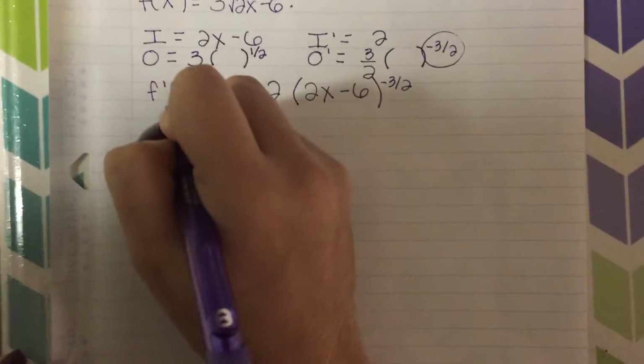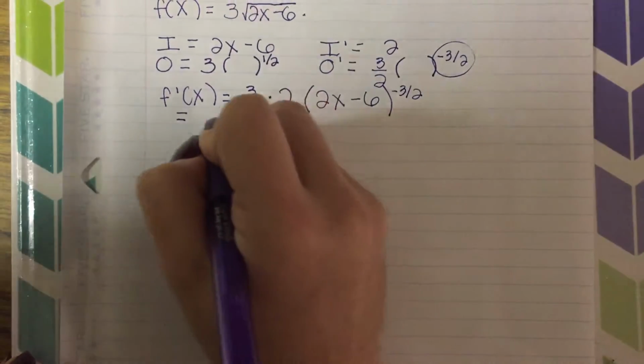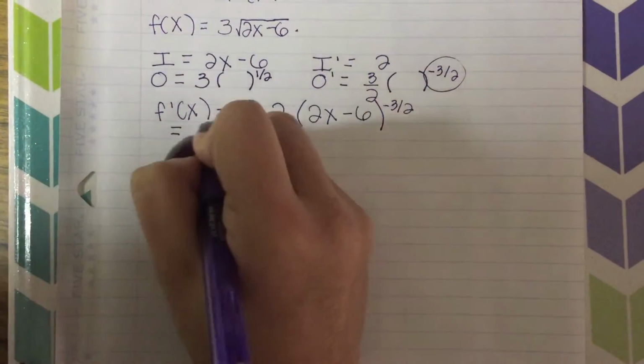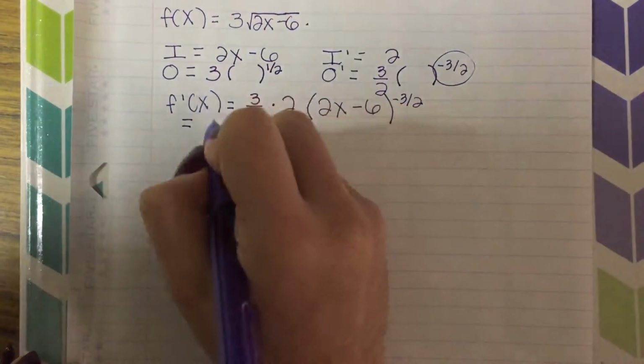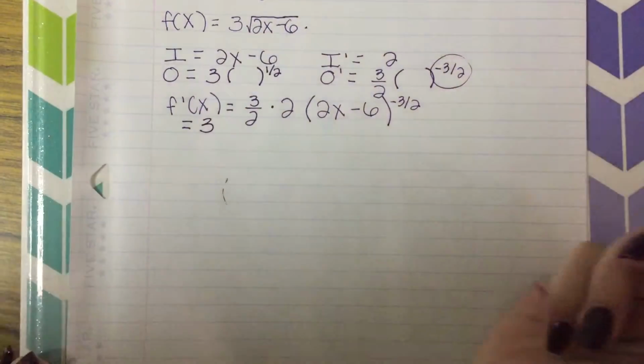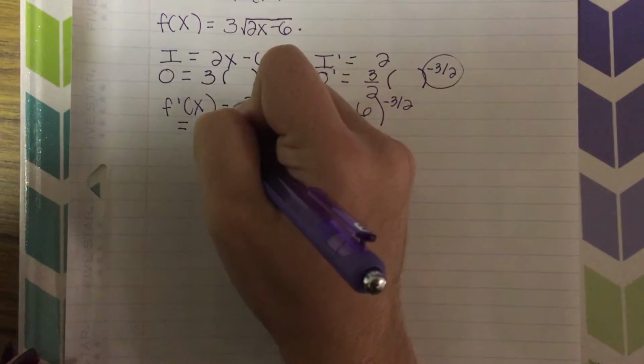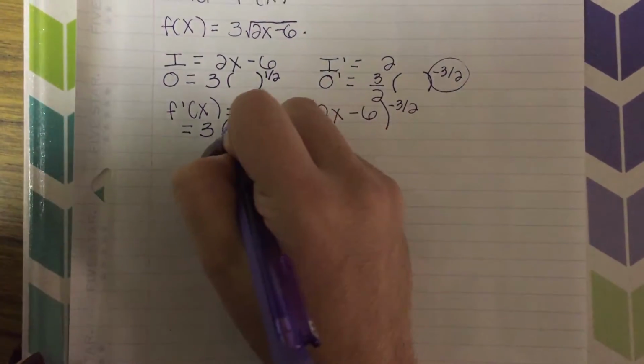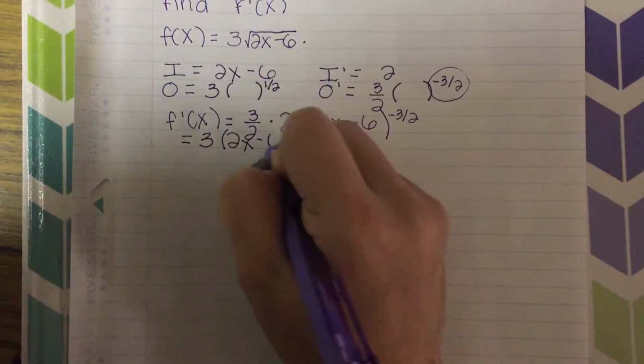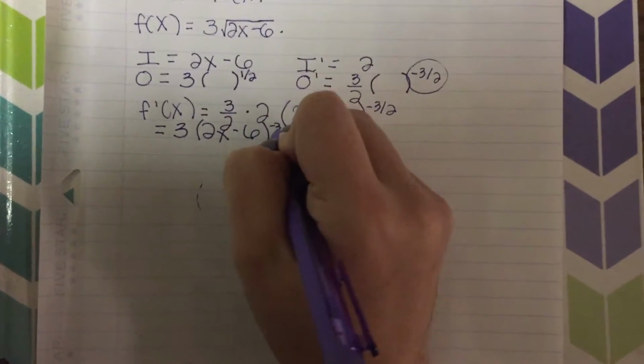So my first order of business, writing that equal sign right there: 3/2 times 2 is going to end up being 3. And then you're just going to keep it simple. Keep the rest the way that it is.